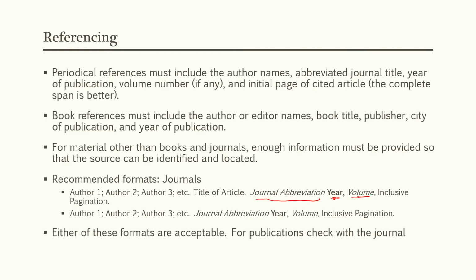in that reference. Another format is to have the journal abbreviation first, no title of the article, so that's not always a requirement. And then again in bold with the year and the volume number in italics, and then the pages for it. Either of these formats are acceptable for the paper that you're writing for this class. For your publications, you are going to need to check with your journal. For my class, you can also use any of the three types of referencing.